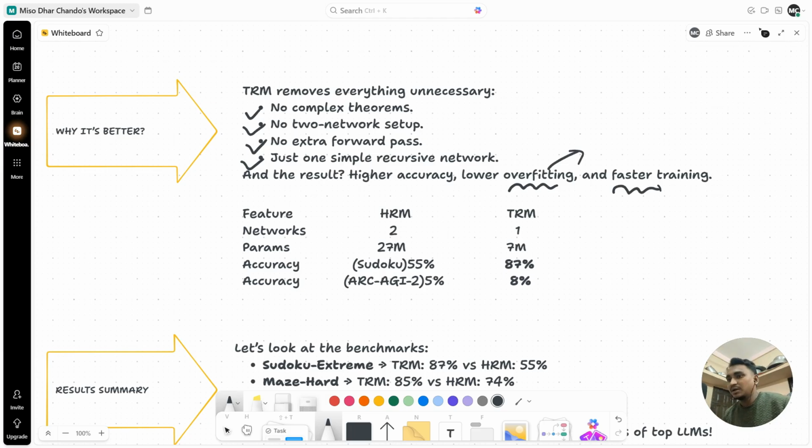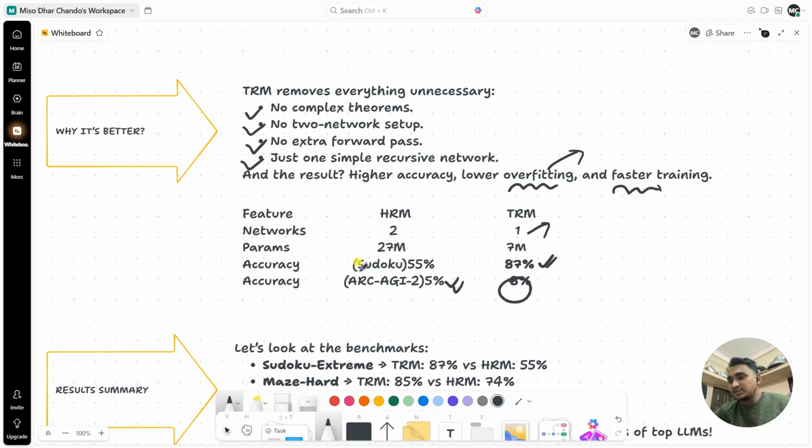Now, if I look at the features in a table, for the network, HRM has two networks and TRM has just one single, simple recursive network. Params are 27 million versus 7 million. For accuracy, Sudoku is 55% for HRM and 87% in the case of TRM. And accuracy on ARC-AGI is 5% for HRM and 8% for TRM.